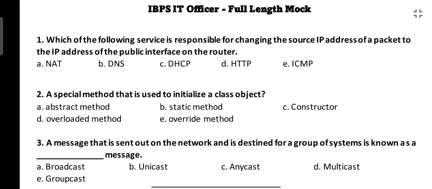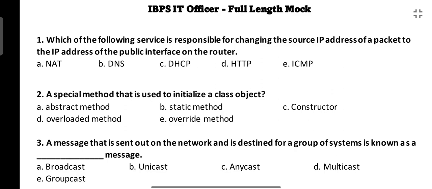Hello friends. So in this video I am going to discuss the full length mock which I shared on my Telegram channel. So this is the first part of the video. In this video I will discuss the first 30 questions and the next 30 questions we'll be discussing in the next part. So let's start with the questions first.